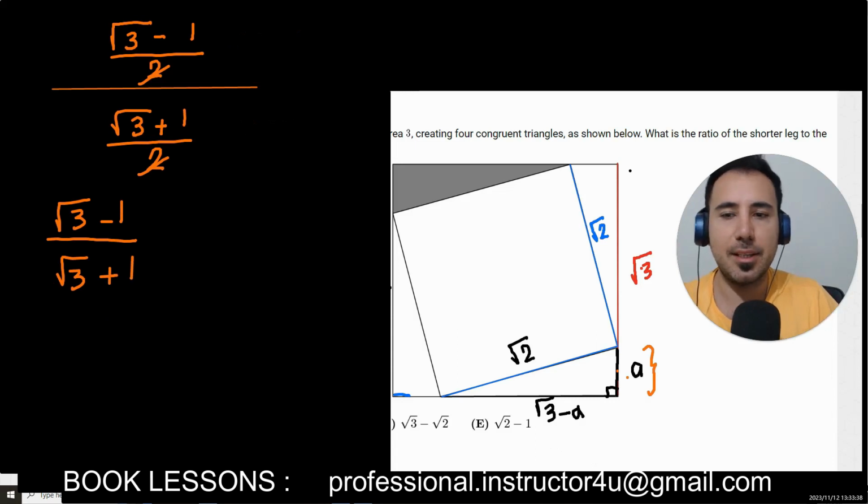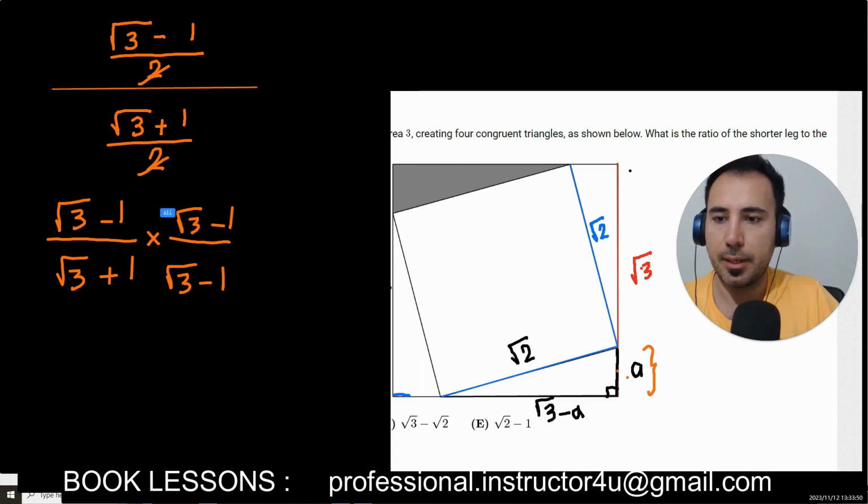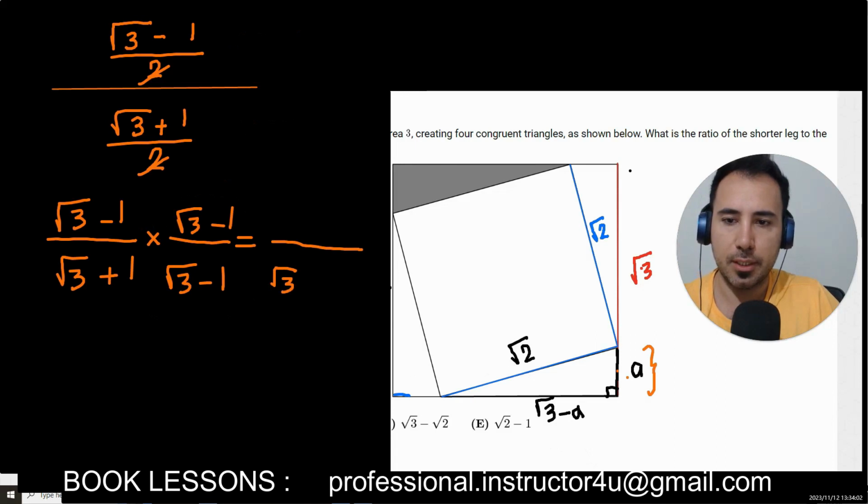Okay, and this is not either of the options. So what we really have to do here is multiply both of them by square root of 3 minus 1, square root of 3 minus 1. Okay, so you know that this is actually just 1. We're not changing the fraction. So what happens here? This one will be the square root of 3 squared, minus 1 squared. Okay, so it will be 3 minus 1, which will be 2.